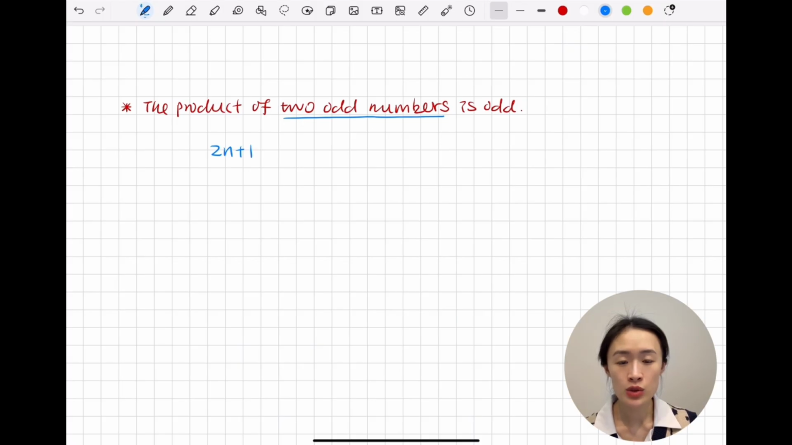Now, because we need two different ones, in this question, it didn't say two same odd numbers. We wanted to prove it for the general case. So we will need to use a different letter to say the other odd number, which could be done by saying it's 2m plus 1.